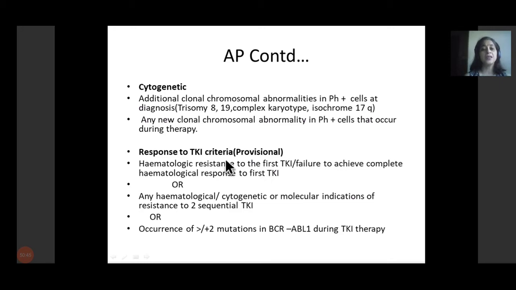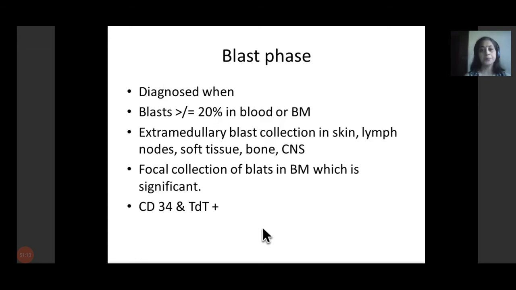The tyrosine kinase inhibitor treatment criteria: we have different categories of TKIs, grade 1, grade 2, grade 3. The addition of more than one TKI in the treatment regime forms the other criteria. I will not go into the detail of it as it's provisional and it's not under your scope. But those who are interested can read about it and can ask me.